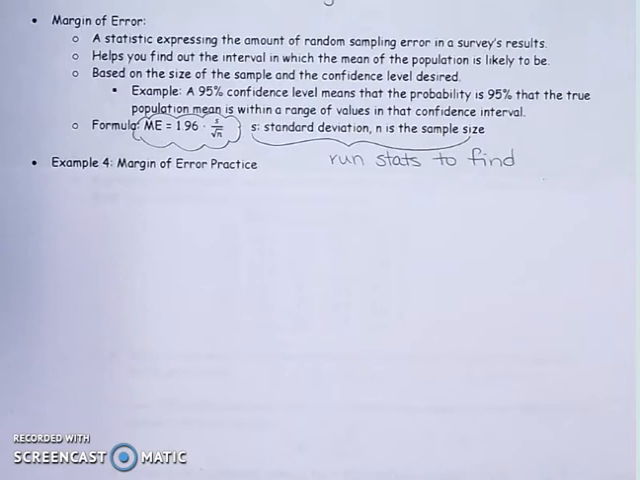What margin of error does is help you find an interval of where the average is likely to be, based on a sample size and a convenient confidence level that is desired. So we want to be 95% confident in everything that we do. That's a good number to do. What that means is the probability is 95% true that the population is within a range of values. And that's the margin of error formula that we're going to use. Margin of error, ME, equals 1.96 times the standard deviation over the square root of the sample size.